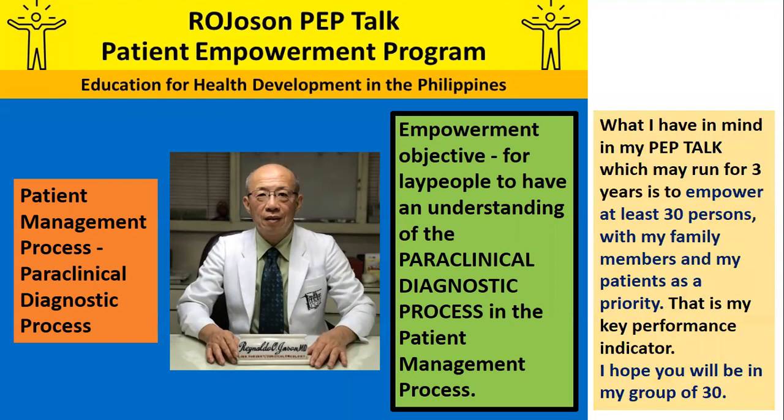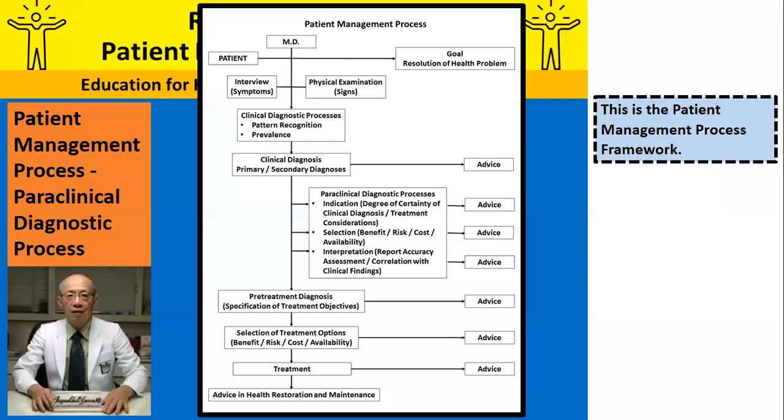What I have in mind in my PEP TALK, which may run for 3 years, is to empower at least 30 persons, with my family members and my patients as a priority. That is my key performance indicator. I hope you will be in my group of 30.